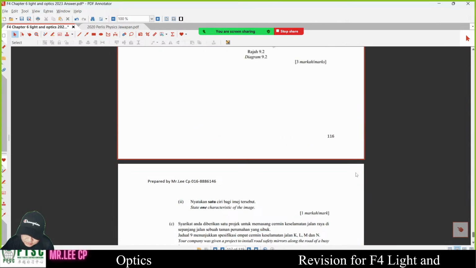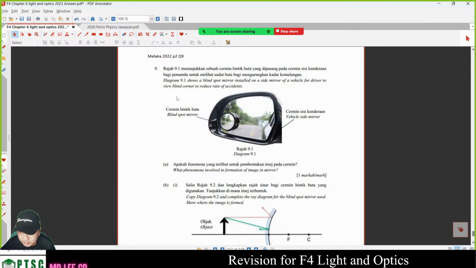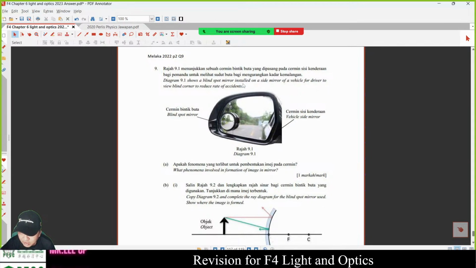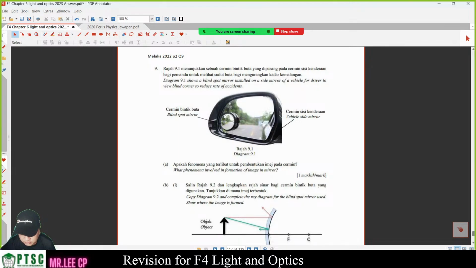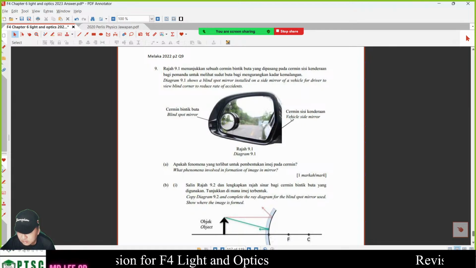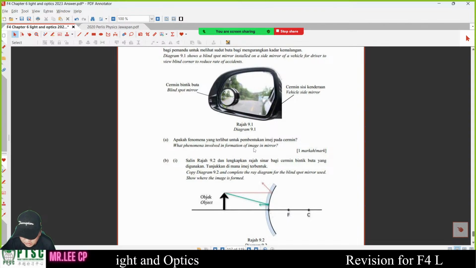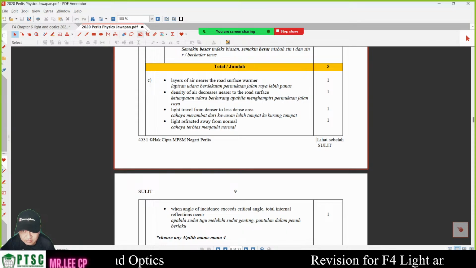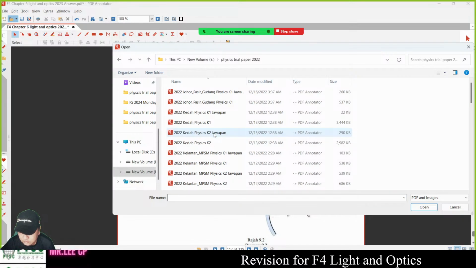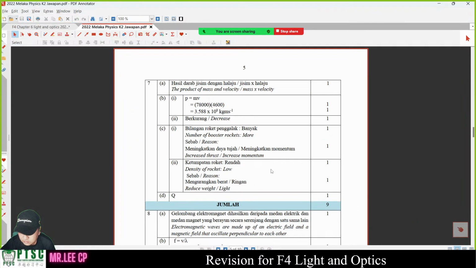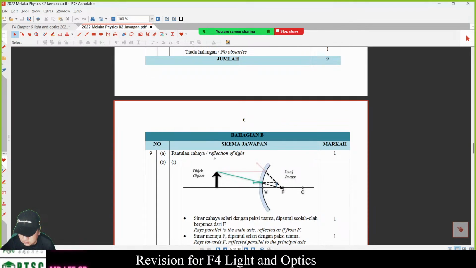Right, so many questions here. Okay, we see one question from Laka 2022 paper 2, question 9. Diagram 9.1 shows a blind spot mirror installed on the side mirror of the vehicle for a driver to view a blind corner to reduce the rate of accidents. Put here one blind spot mirror. So this is your car mirror, then you have the blind spot mirror. What is the phenomenon involved in the formation of the image? Reflection of light. This is reflection of the light.